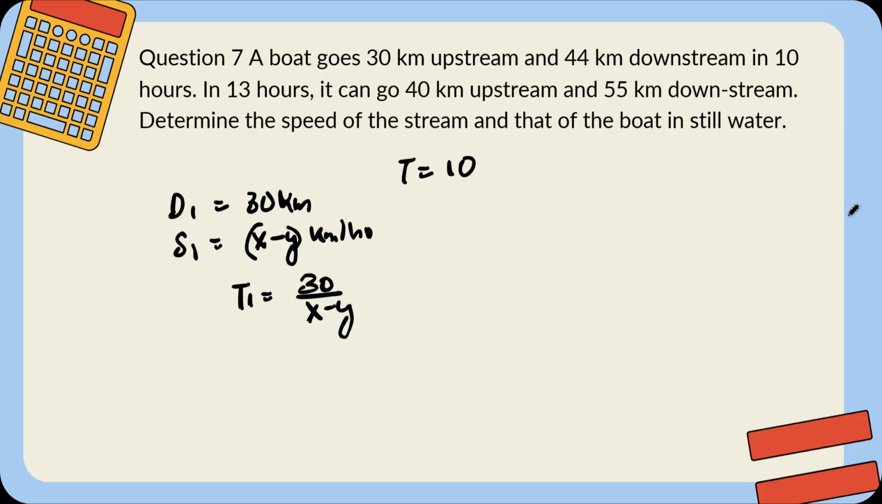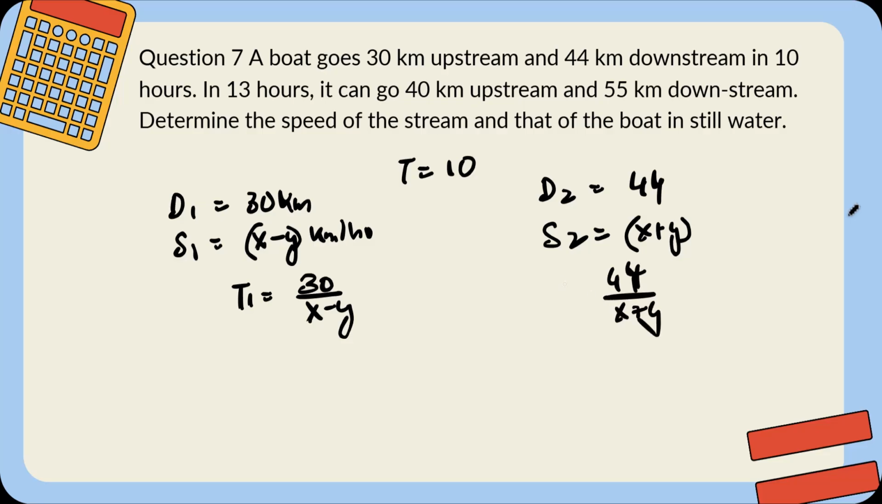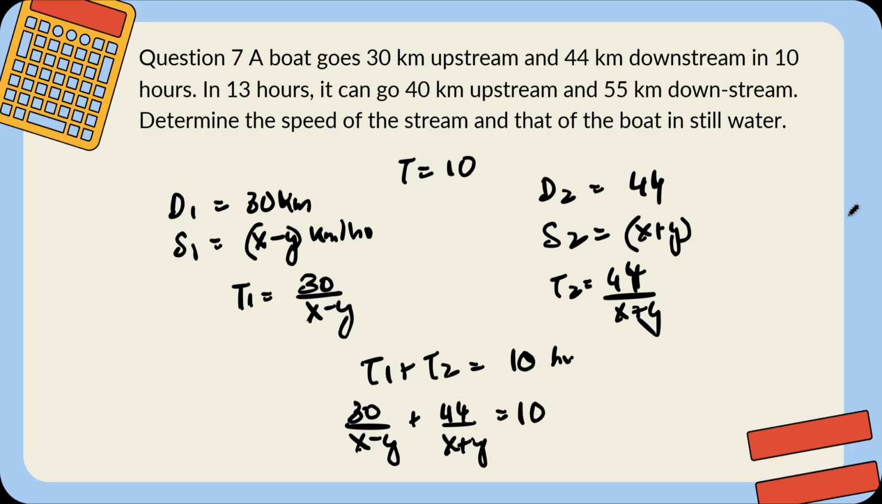In the same way, 44 kilometers downstream: the distance 2 will become 44 kilometers and we're going downstream. So speed 2 is x plus y. D by s is time, so 44 by x plus y is equal to the time 2. Adding these two times together is 10. So I can write t1 plus t2 is 10: 30 by x minus y plus 44 by x plus y is equal to 10. So this is the first equation.